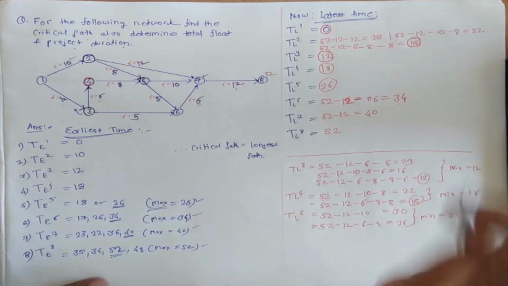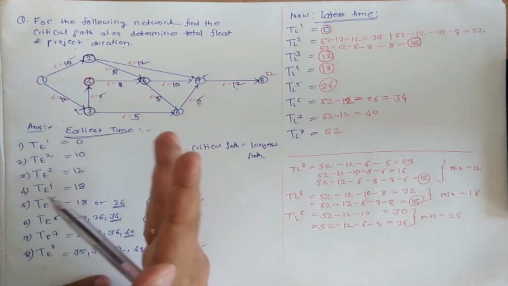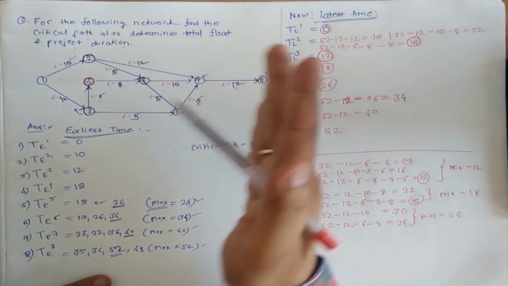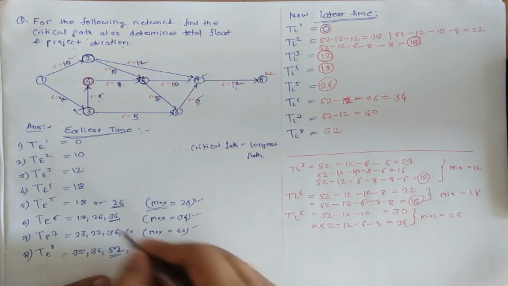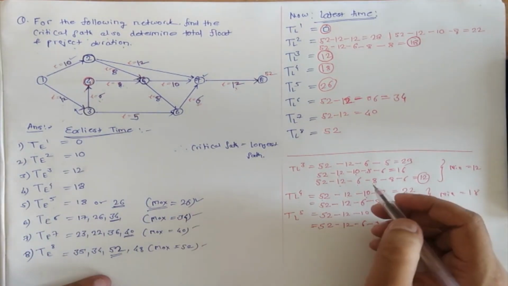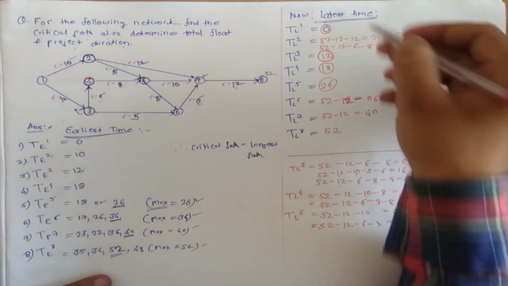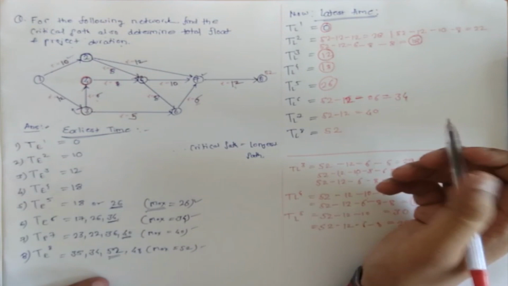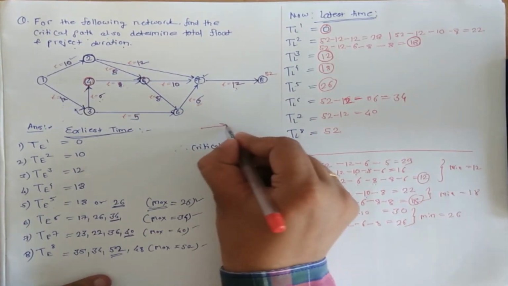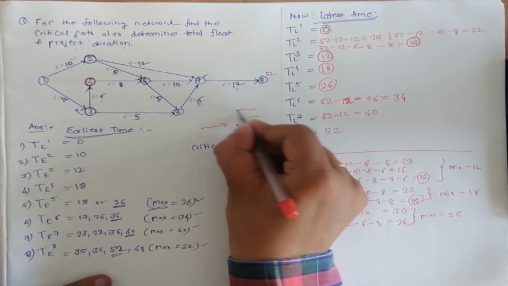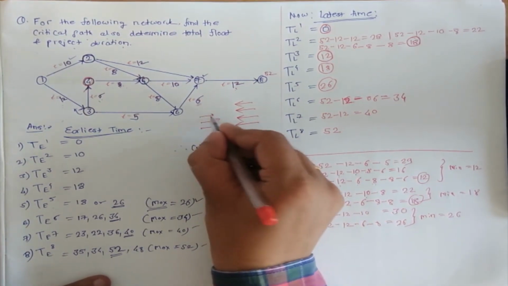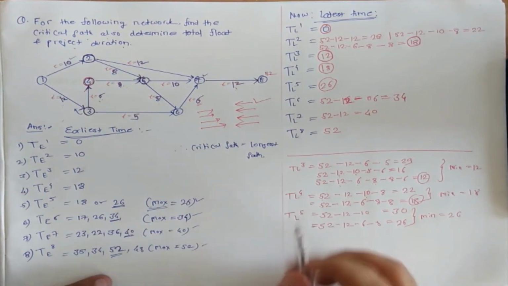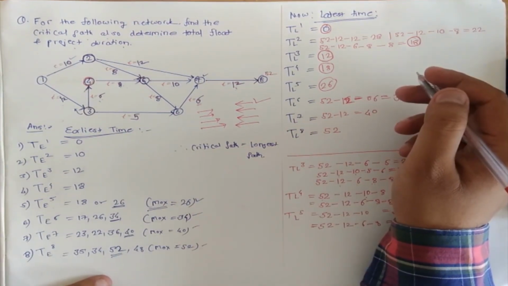Okay, one rule always remember: for the calculation of earliest time we need to add the successive values from left to right, and we have to pick the maximum values from the paths. And in the latest time you need to subtract the values from right to left, and you have to follow the path which is opposite to the direction. Okay, clear? So this is all about the latest time.